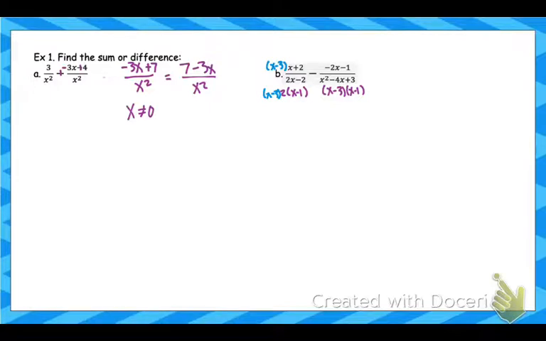Then the right fraction has the x minus 3 and the x minus 1. It doesn't have the 2. So that also needs to get multiplied by 2, top and bottom. Now I'm just going to rewrite what I have. So x minus 3 times x plus 2 over my new common denominator.